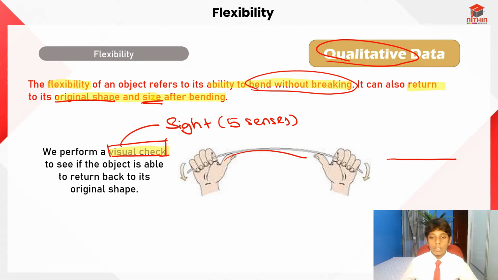Okay, so we are collecting qualitative data basically for flexibility. So flexibility, I hope you understood that. This is the physical property of flexibility. Now let's move on to the next physical property.